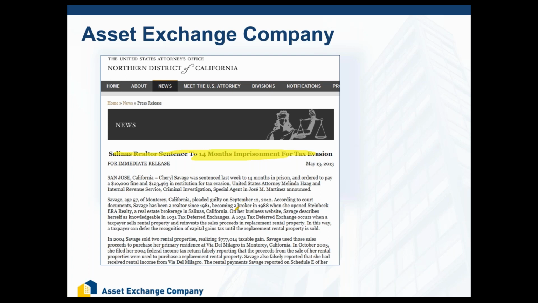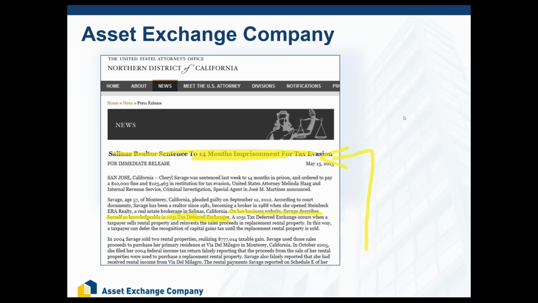All right. One of the things that the government held up in court against Cheryl Savage here was that on her business website, she was describing herself as knowledgeable in 1031. The government actually cited that in court. And they said, hey, listen, this lady's out there telling the public that she knows how to do these exchanges. And when it came time to do her own exchange, she didn't follow the rules. Ladies and gentlemen, that landed Cheryl in jail for 14 months.